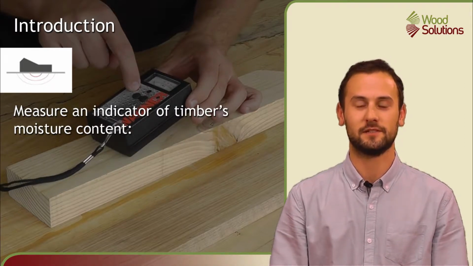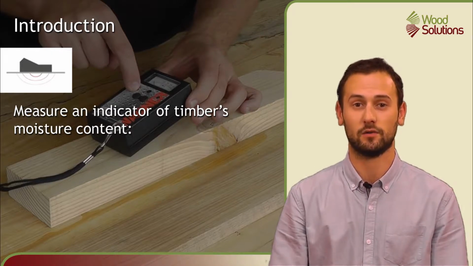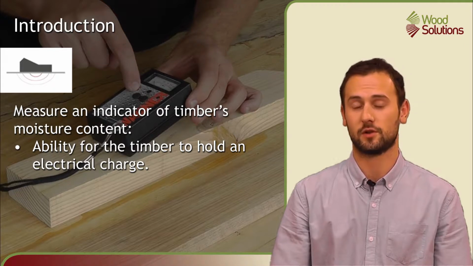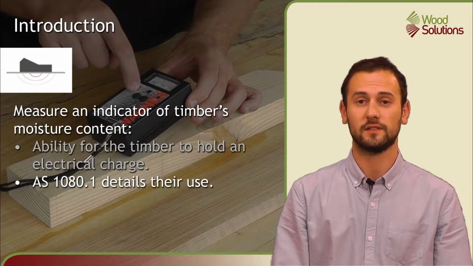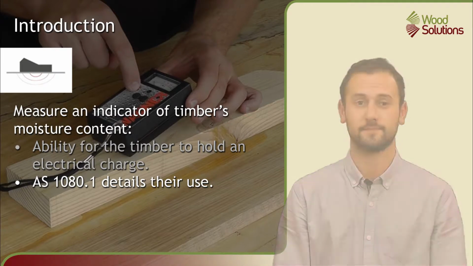Capacitance moisture meters measure an indicator of timber's moisture content, the timber's ability to hold an electrical charge. This is then related to the timber's moisture content. Australian Standard AS 1080.1 details their use.